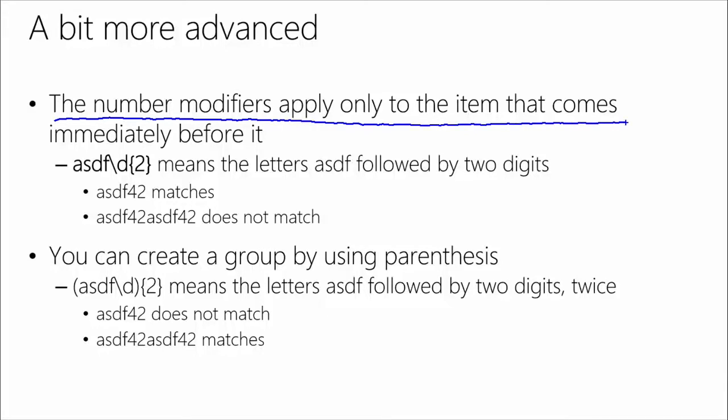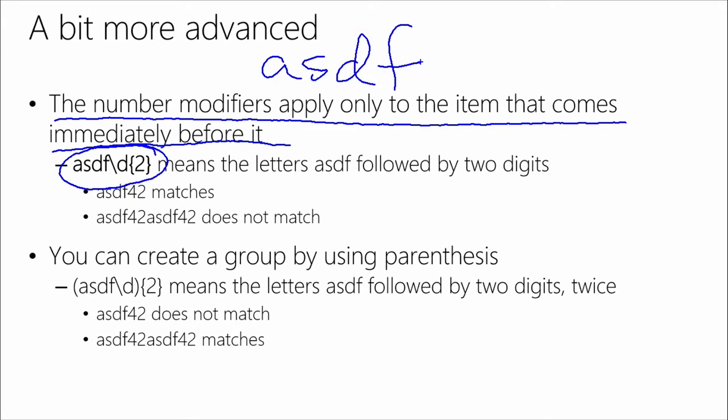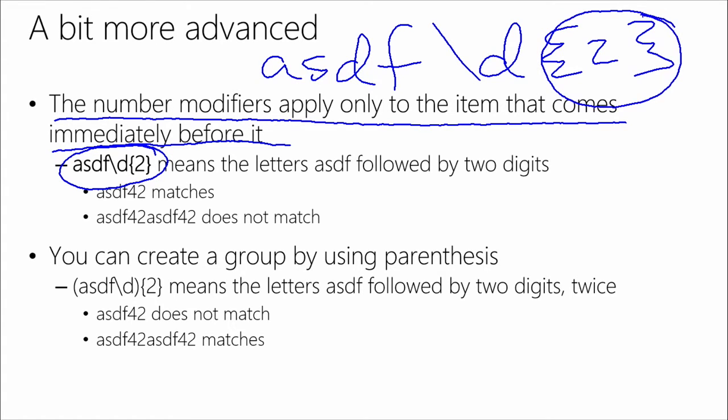Right. So let's get a little bit more advanced. So like I mentioned, the number modifiers only apply to the item that comes immediately before it. So let's take, for example, that expression there. So I just simply have ASDF because my fingers were on the home row. And then I've got \D and then that curly 2 to 2. This little operator only applies to the item that comes immediately before it.